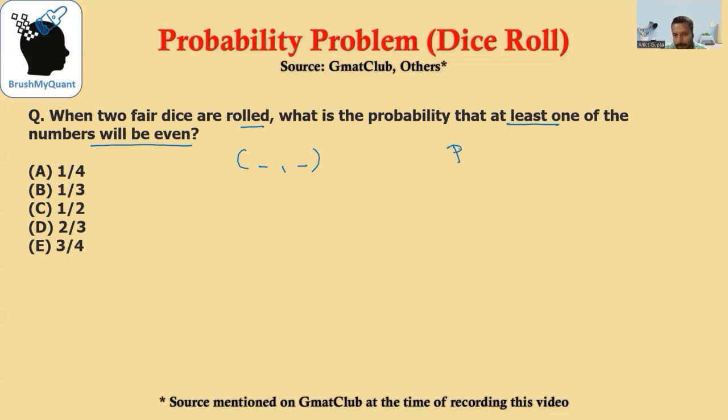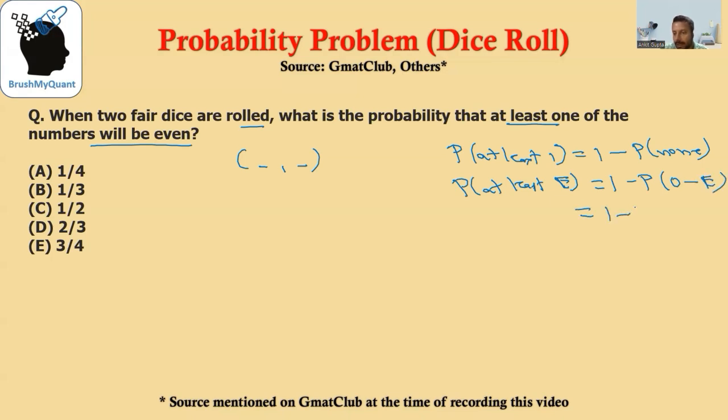concept which is probability of at least one is equal to 1 minus probability of none. That means if you have to find the probability that at least one is even, then we'll find 1 minus the probability that you have zero even numbers. That means 1 minus the probability of getting only odd numbers in both the dice.